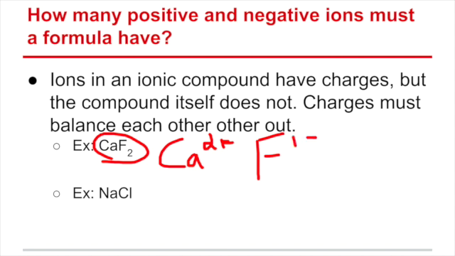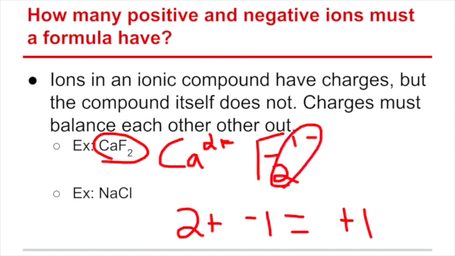Now I shouldn't have to show you, but I will. Plus 2, minus 1 does not equal 0. It equals plus 1. Okay? So we still have to balance out that other one. That's why we have 2 fluorines, because then we have 2 negatives and 2 positives, so plus 2 minus 2, because there's 2 fluorines. Now we're balanced.